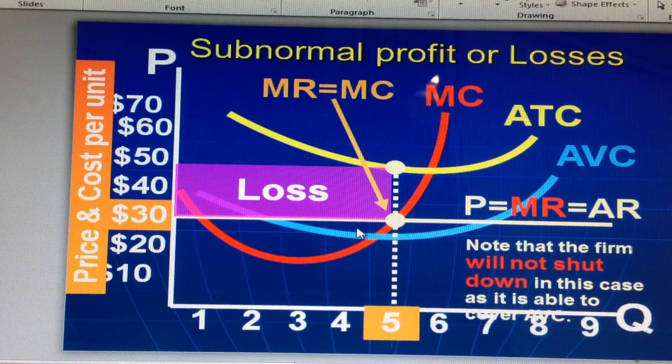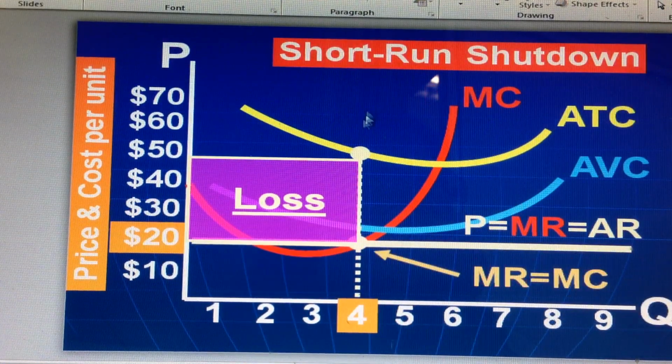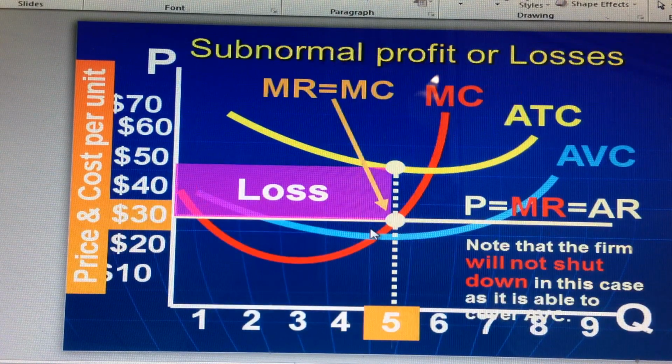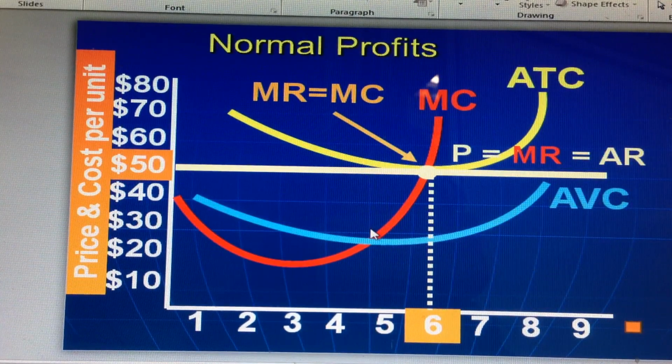Compared to just now, this part. That's why I say that to determine whether to shut down, see the AVC and price. AVC is the one. The fixed cost, there's no way you can get back. So hopefully the competitors are in this category, so they will shut down immediately. Then you have less competition. So for your situation, which is here, you can move back to normal profit.